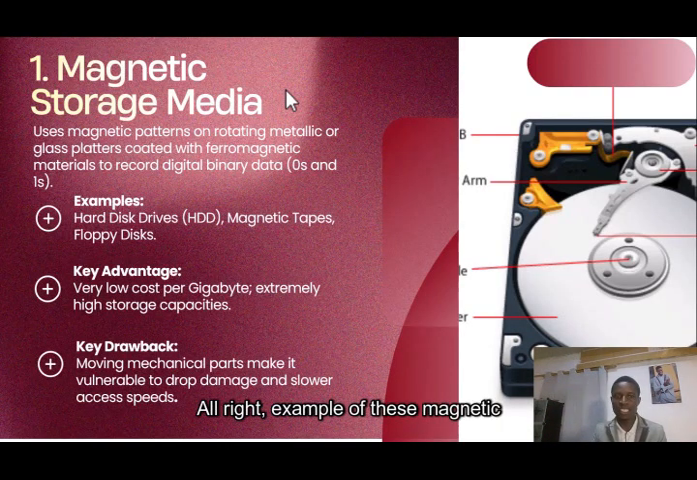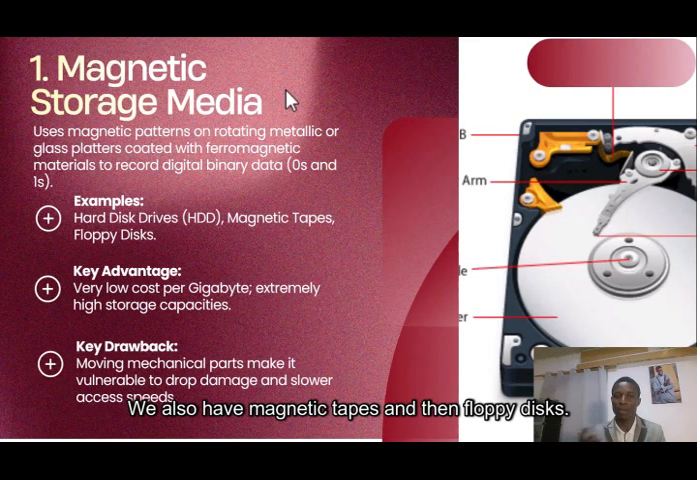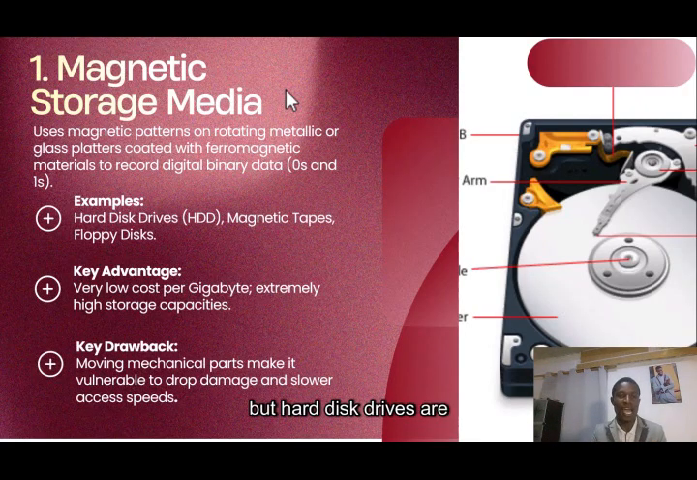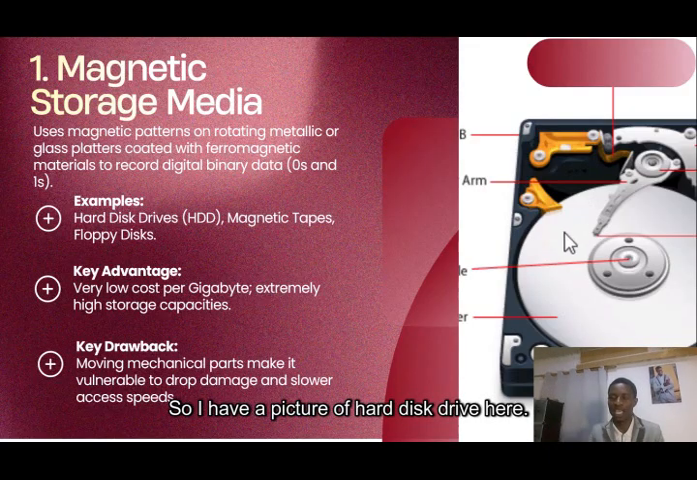Alright, examples of these magnetic storage media are hard disk drives. We also have magnetic tapes and then floppy disks. Magnetic tapes and floppy disks are somewhat outdated, but hard disk drives are common right now. So I have a picture of a hard disk drive here. This is how the inside component of a hard disk drive looks like.